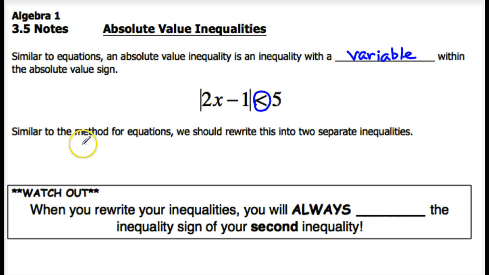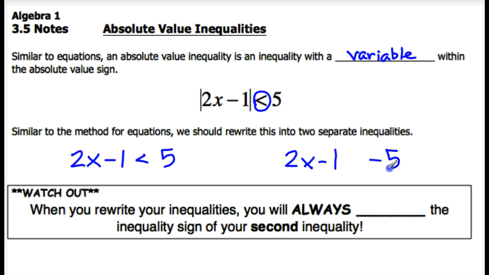One of the inequalities you write is going to be exactly the inequality you see, just without the absolute value bars. So when I get down to this point in a problem, I would write 2x minus 1 is less than 5. My other inequality is going to be 2x minus 1 as well. Just like an equation, you're going to make the right side of the inequality the opposite of this number or the expression you see. So if you see a positive 5, we'll make this a negative 5 over here.